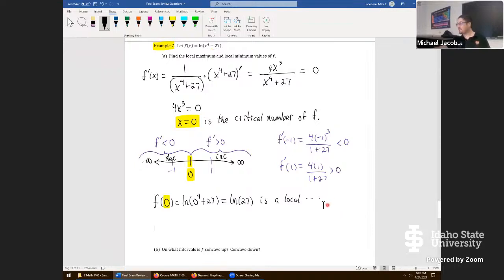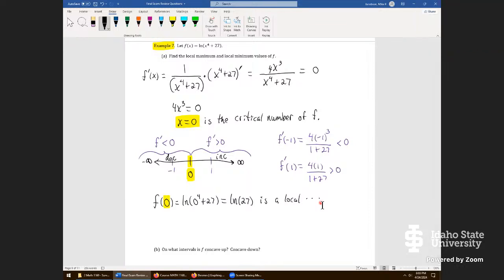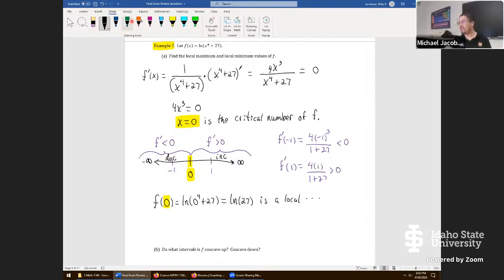I'll leave this one up to the class. Would you call this a minimum or a maximum? Minimum. Turns out it is a minimum. Good call. And here's a way to visualize it.